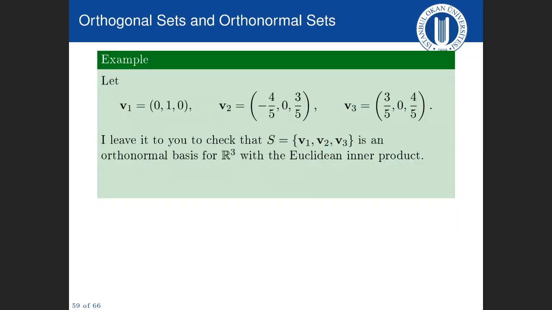For example, let V1, V2, and V3 be these vectors. I'm going to leave it for you to check this is an orthonormal basis for R3 with the Euclidean inner product. Find the coordinates of U relative to this basis if U is the vector 1, 1, 1.